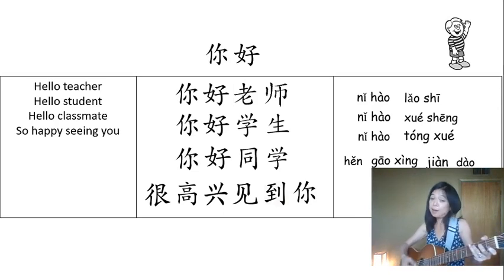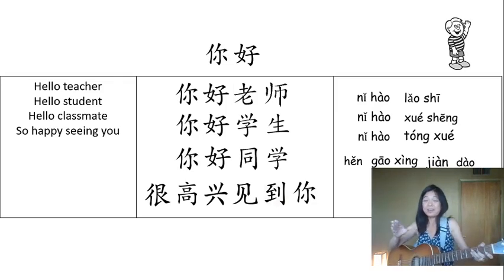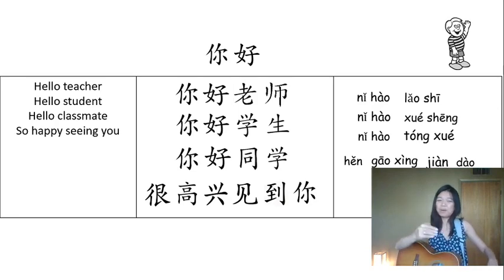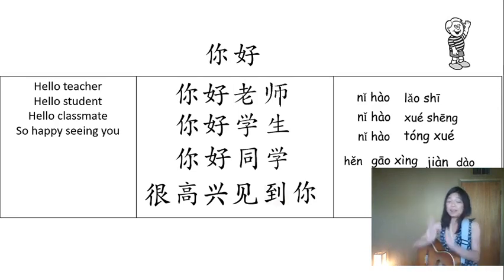Ni hao, lao shi. Ni hao, xue shen. Ni hao, tong xue. Hen gao xing jian dao ni.